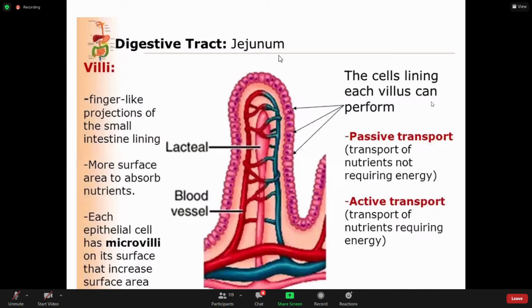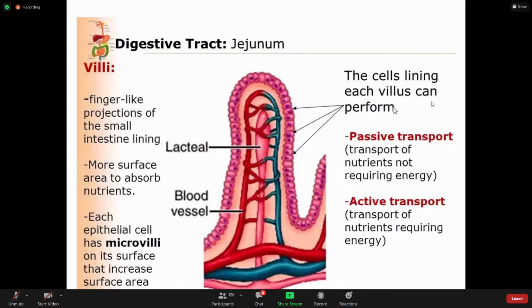You can see here, this is the duodenum, these are the epithelial cells, even microvilli are present there, and this finger-like projection is termed villi. These finger-like projections of the small intestinal lining are termed villi. This provides more surface area for the absorption of nutrients. Each epithelial cell, as I mentioned, provides microvilli, which further increase the surface area.